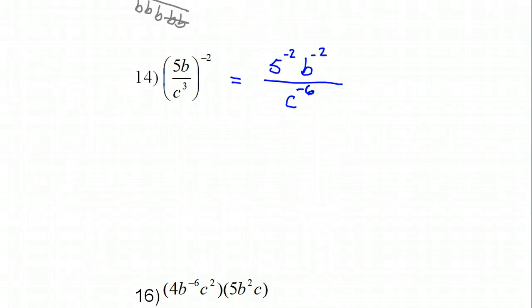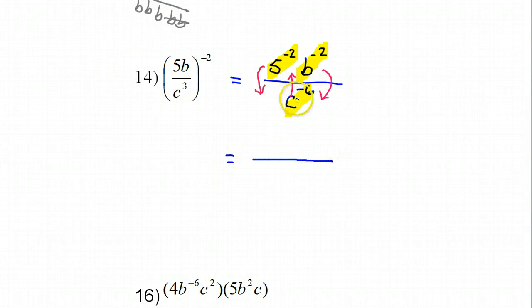Now, anything with a negative exponent has got to move. So that means this, and this, and this. Basically, everything is on the wrong side of the fraction. Everything is going to move. So this c is going to go up, this 5 is going to go down, and this b is going to go down. So if I do that, the c goes up, so I will have c to the 6th power. The 5 goes down, so I'll have 5 squared. And the b goes down, so I'll have b squared.